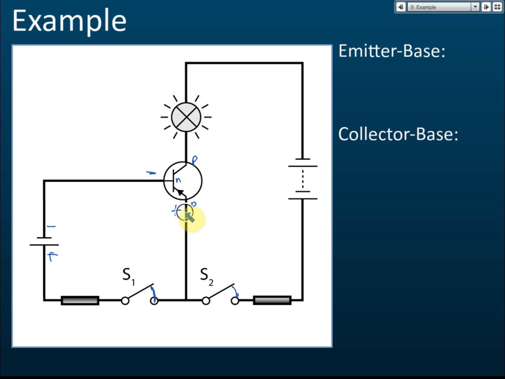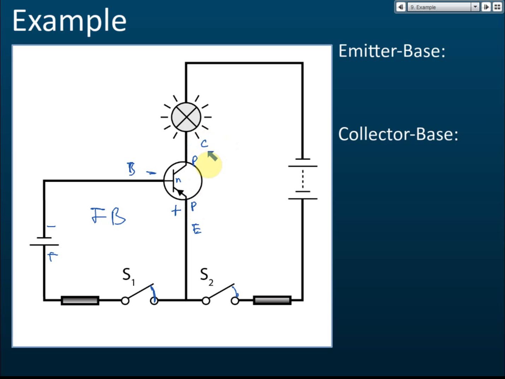So the emitter base, B, E, and C. Can you please tell me whether the emitter base is forward bias or reverse bias in this case? Forward bias, right? So forward bias, FB.